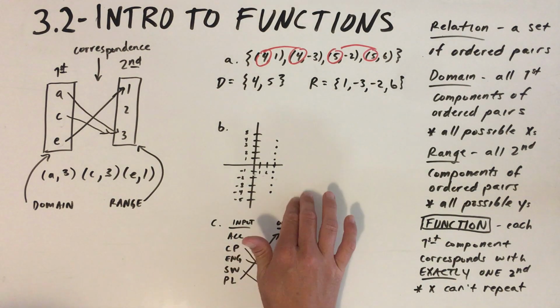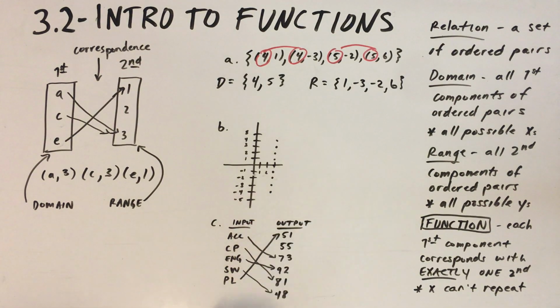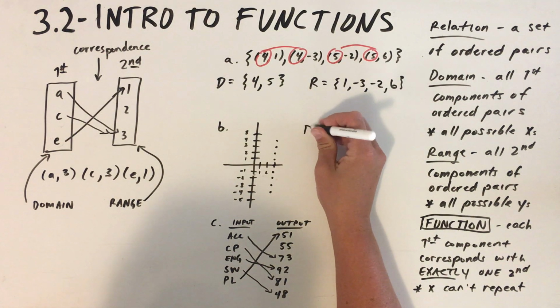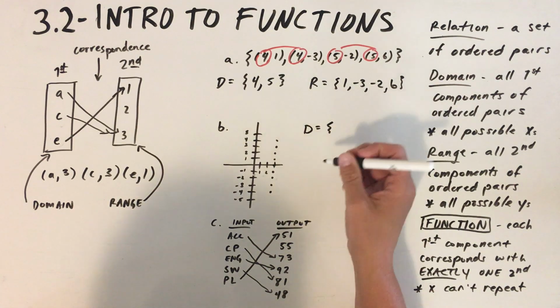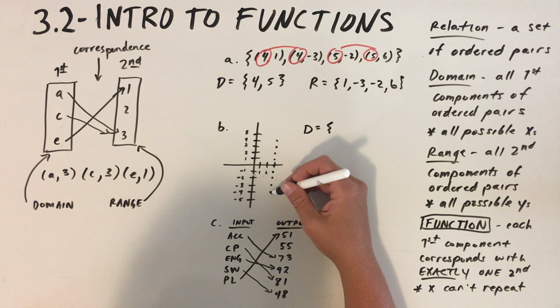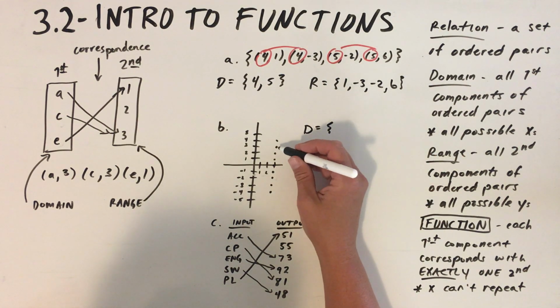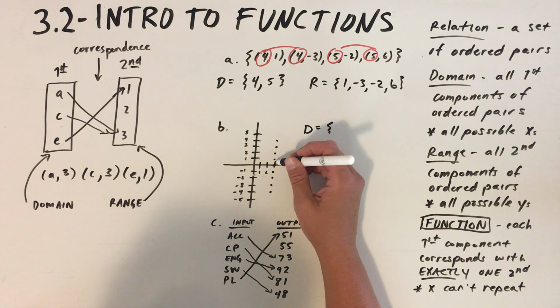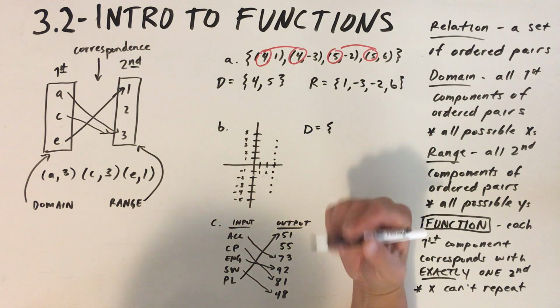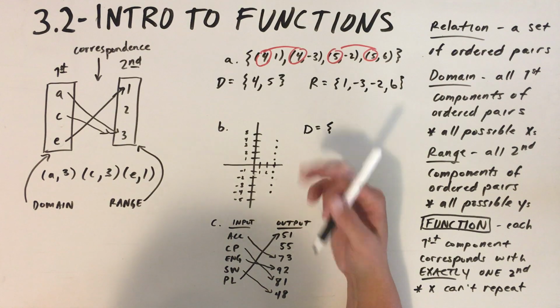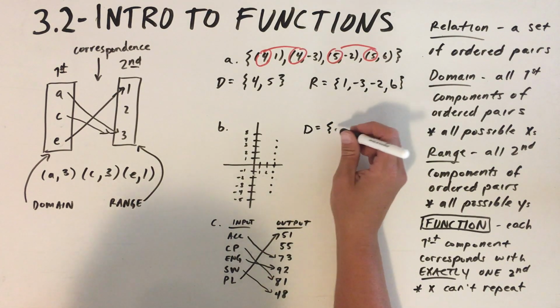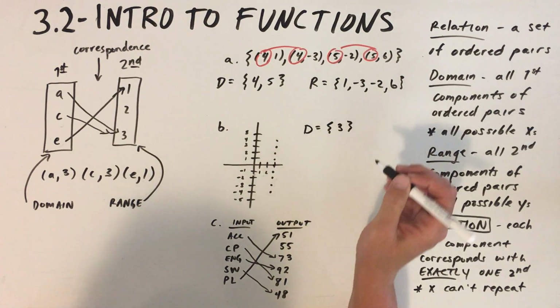On the second example here, the domain, all the possible X values, is just going to be 3. Every single one of these ordered pairs has an X of 3. It's (3, 4), (3, 3), (3, 2), (3, 1), etc. So all of the domain is just 3.